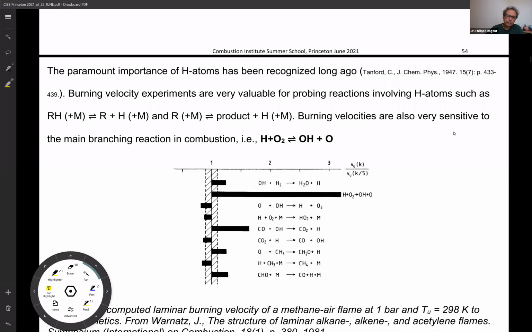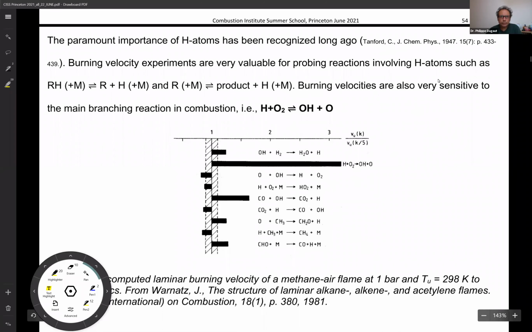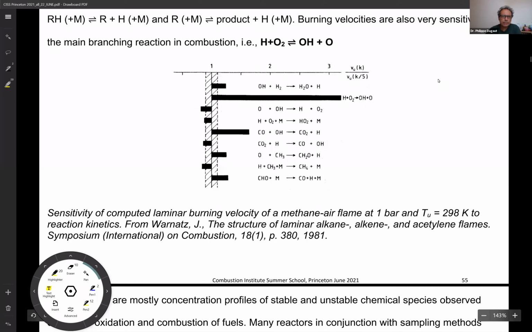plus O. And you can see on this plot here, it's a kind of sensitivity analysis where they divided every rate constant in the mechanism by a factor of 5, and then they plot the flame speed obtained originally divided by the flame speed obtained after they reduced the rate constant. And you can see that the most sensitive reaction is that reaction, H plus O2 giving OH plus O.